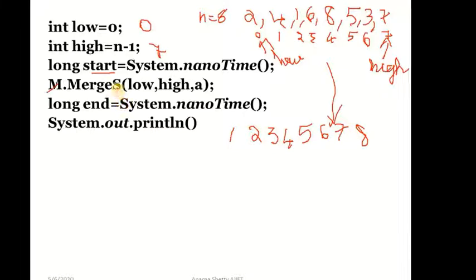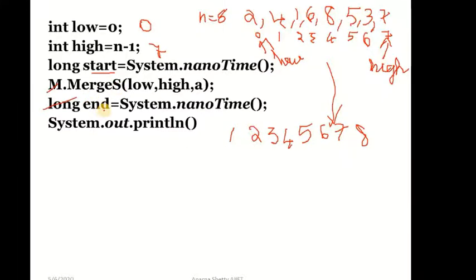After that, once I call merge sort and it returns, next I will find the current system time after the sort, and assign it to end. So I have found the system time at the beginning of the sort, as well as the system time at the end of the sort.